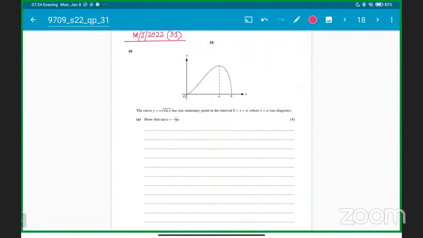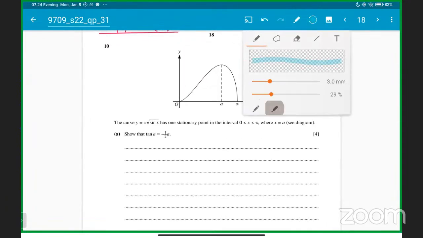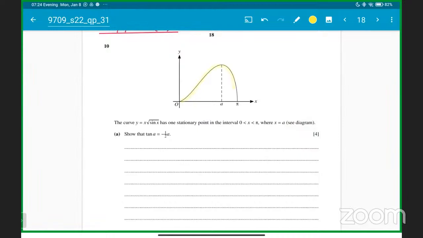Okay, students, following with me? Clear? Yes, sir. So what we have to do is question number 10, which is at the end of the paper. The first thing is we have been given the graph, the curve y equals x square root of sin x. It has only one stationary point in the interval 0 to pi, where x equals a.